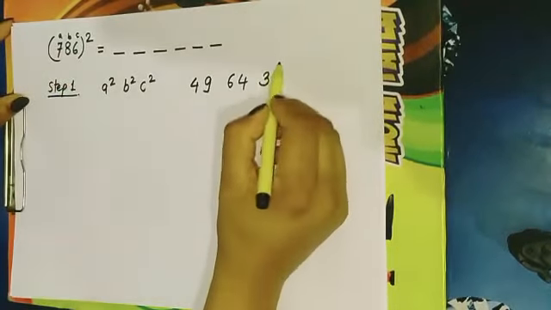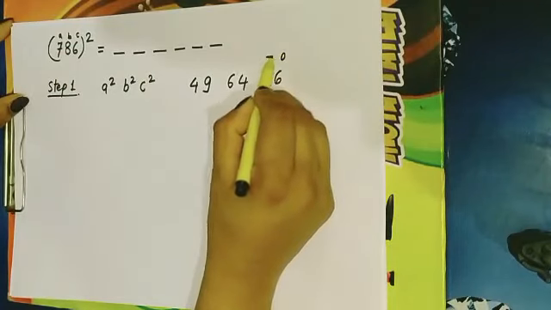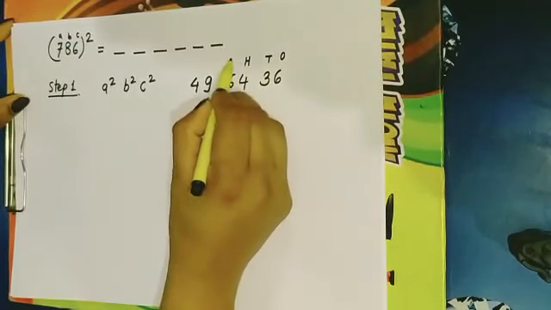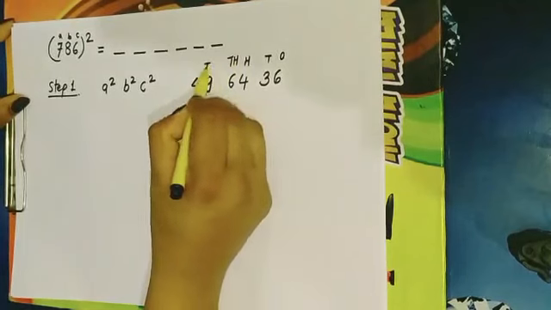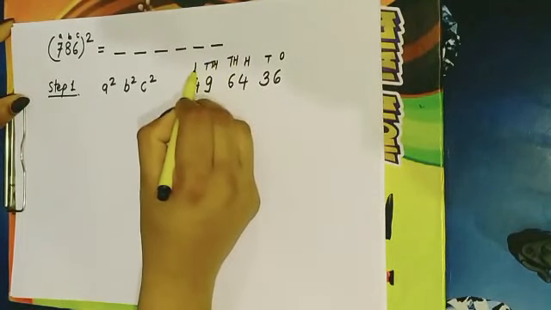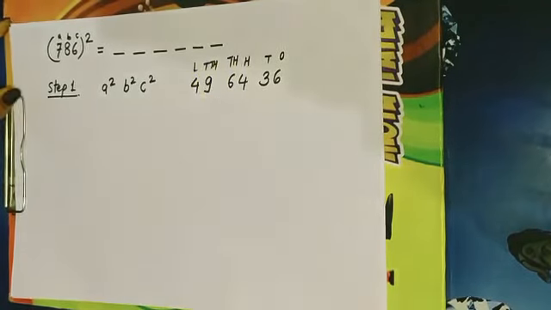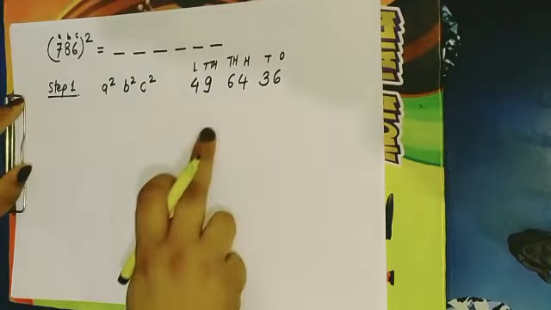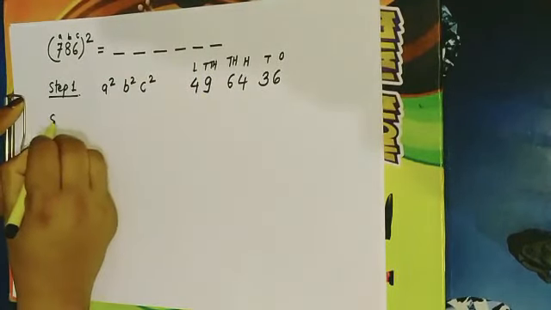Let's write down the places here. This is the ones place, this is tens, this is for 100, this is for 1000, this is for 10,000 and this is the lakh. So these are the place values, right? Now step 2.